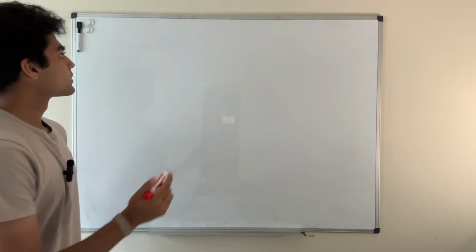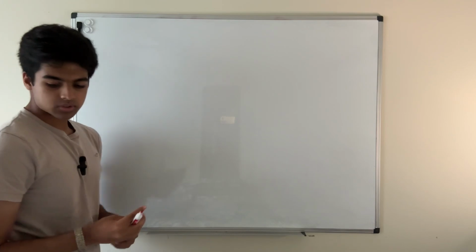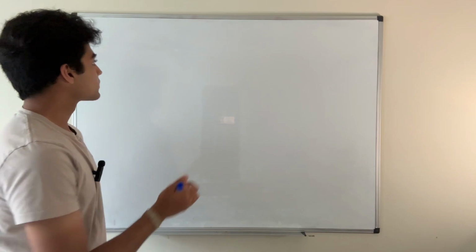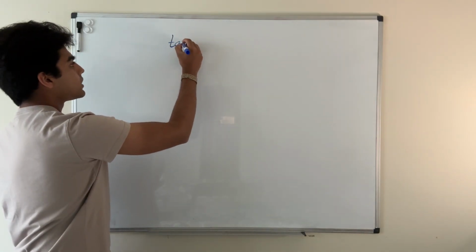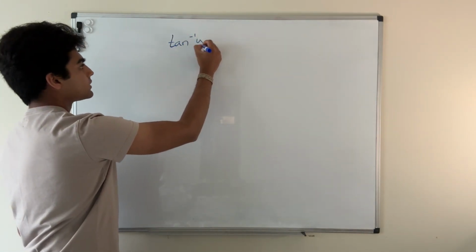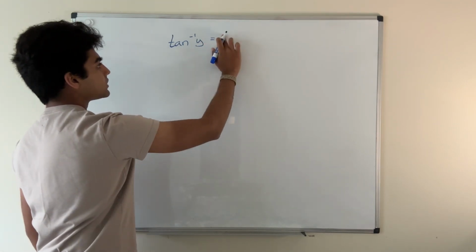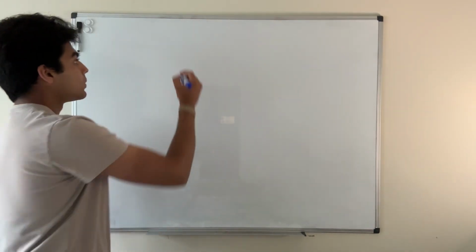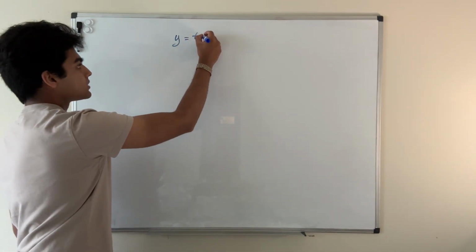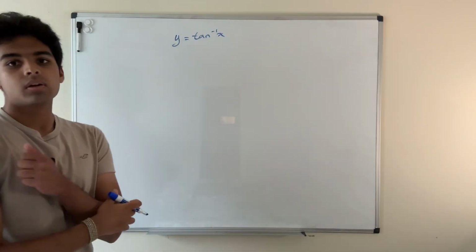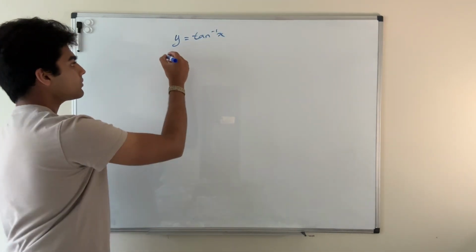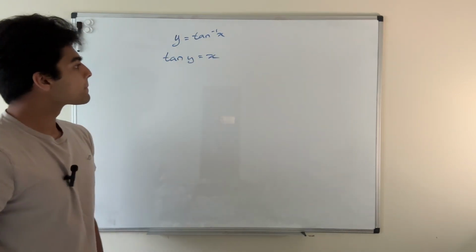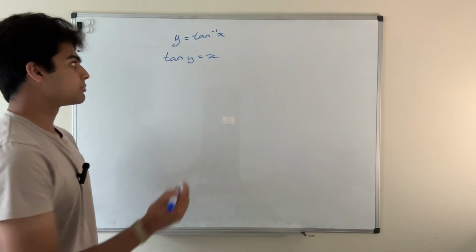So let's do that. We're going to start with the same thing. Wait, I'm just going to switch markers. Okay. So tangent inverse, y equals tangent inverse x, right? And then we're going to do the same thing we've been doing. We'll get tangent of y equals x, right? And same thing, we're just going to take the derivative of both sides.